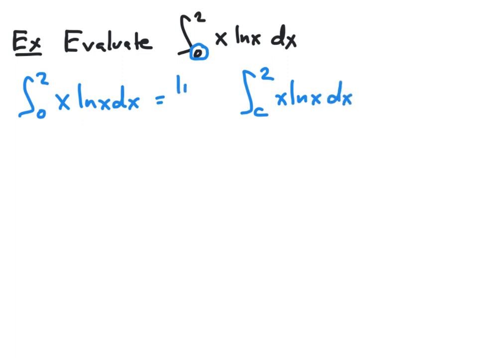And then we want to drag that c value towards 0 from the right, because we want to pick c bigger than 0 so that it lies in that interval 0 to 2.